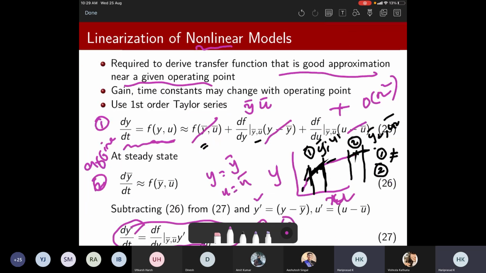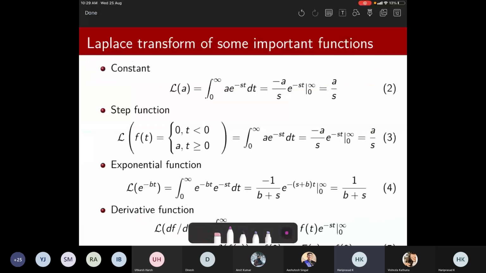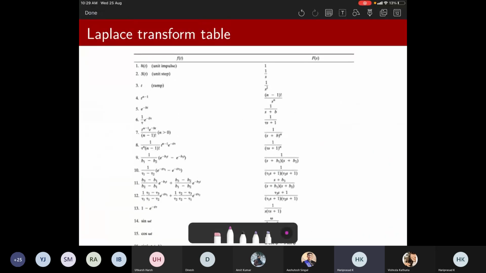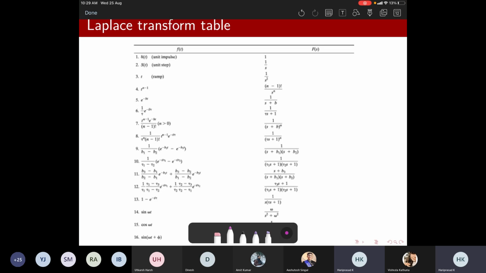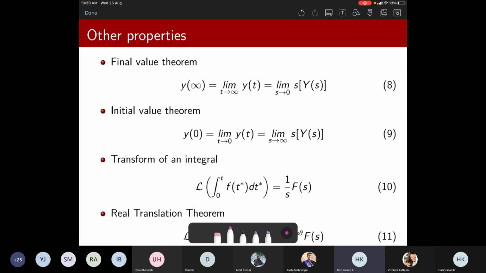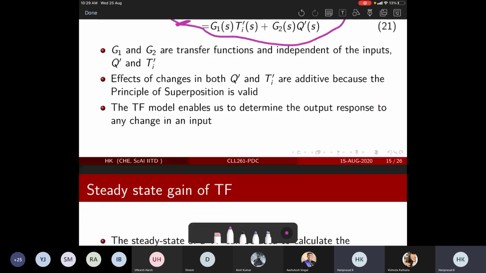If you look at the definition of the Laplace transform, the transform of an integral is 1/s times the transform of the function. Which essentially means that your original function is an integrator. So what does integrator mean?